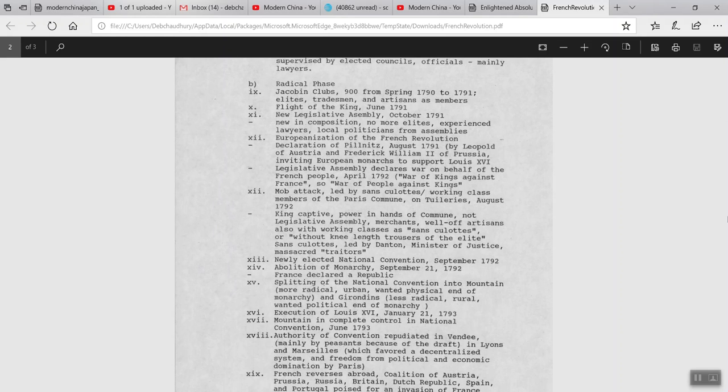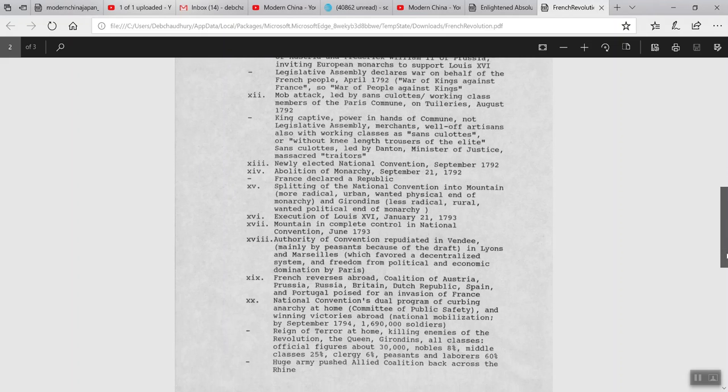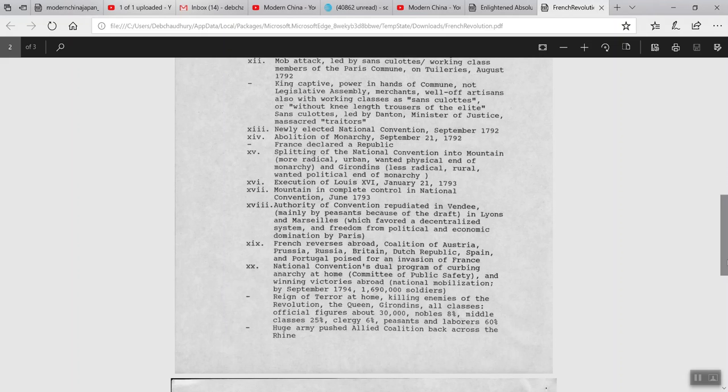And this domestic turmoil was paralleled by a foreign crisis. By the beginning of 1793, after Louis XVI was executed, most of Europe was part of an informal coalition because all the monarchs feared for their thrones. The assumption was that if it could happen in France, it could happen elsewhere.